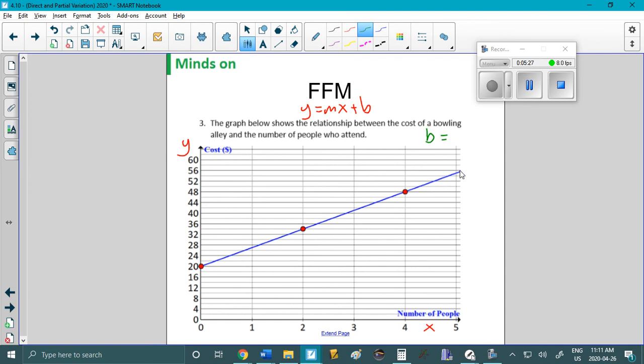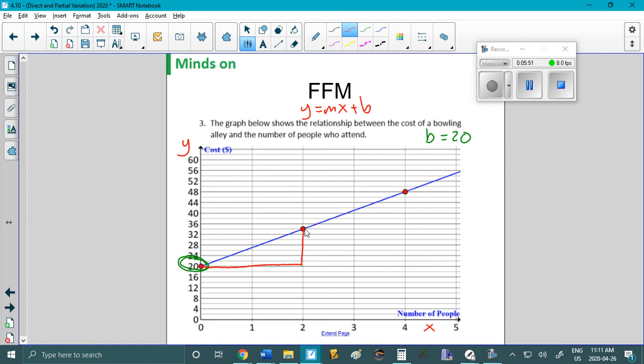Remember, it's always the y value when x is 0. So I go up and I find the y value when x is 0. This is the initial value, sometimes called the y-intercept, and in this case it's 20. And to get the rate of change, this is the hardest part, we go from these 2 points like this.